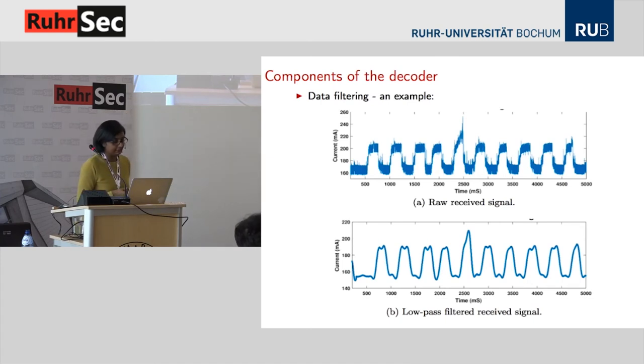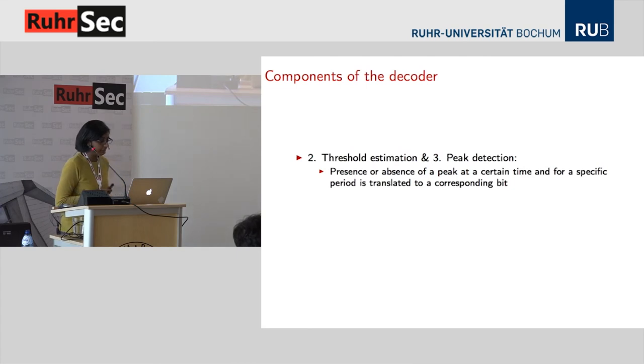Here you can see an example of a raw received signal, and then what happens when you apply the low-pass filter on it. You can see clearly where the 0s and the 1s are happening. So, second and third components: the second one is the threshold estimation, and the third one is the peak detection.